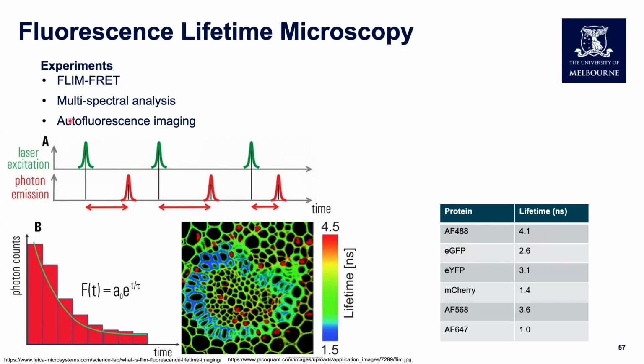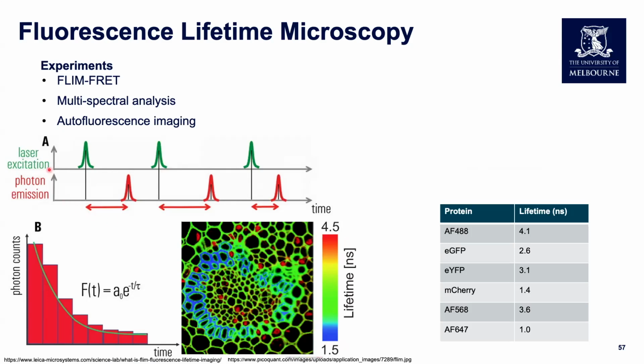Can always also use it for autofluorescence imaging. So this is an example of a plant sample, unstained plant sample, which has been imaged using fluorescence lifetime. And you can see that, again, we can separate out specific parts of the tissue just based on their lifetime.